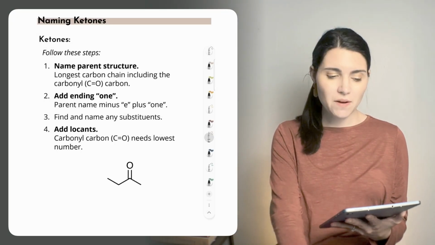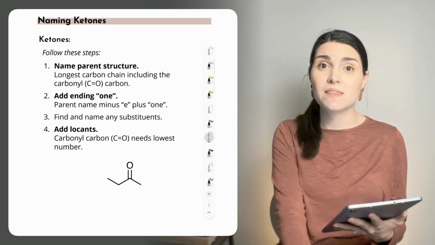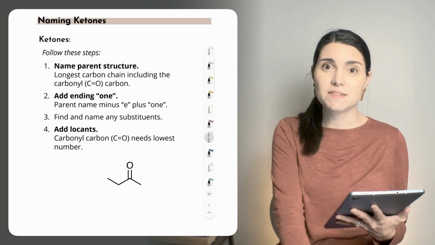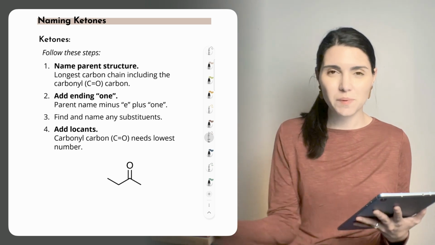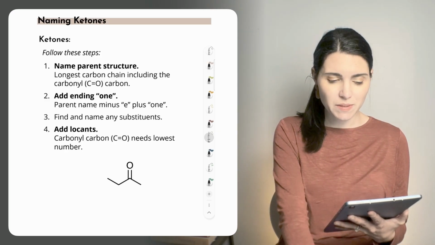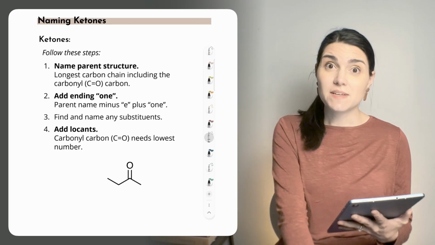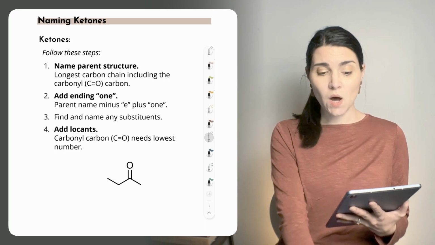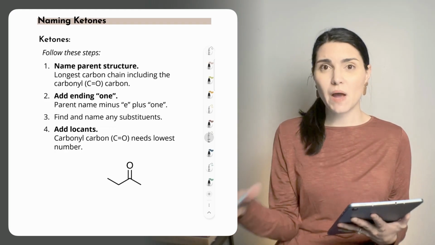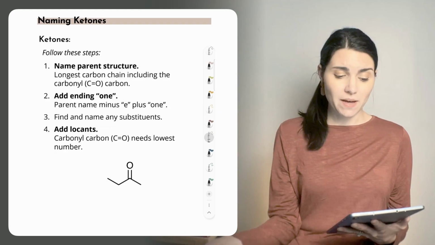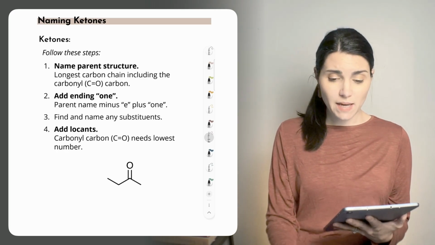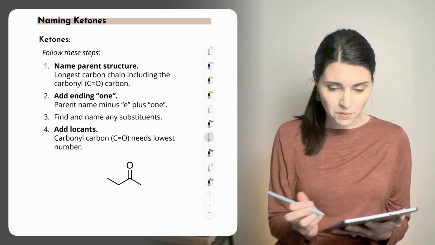We're going to name the parent structure, and that will be the longest carbon chain that includes the C double bond O carbon. This is also very commonly referred to as the carbonyl carbon, so I'll probably be saying that a whole bunch as we go through this section. So the longest carbon chain that includes the carbonyl carbon. Then we are going to get rid of the E from the parent structure name and add the ending one, O-N-E. Then we'll find and name any substituents on the rest of the parent structure, and then we're going to add the locants, and then we're going to give that carbonyl carbon, the C double bond O, the lowest number we can. So let's follow these steps for this example molecule here.